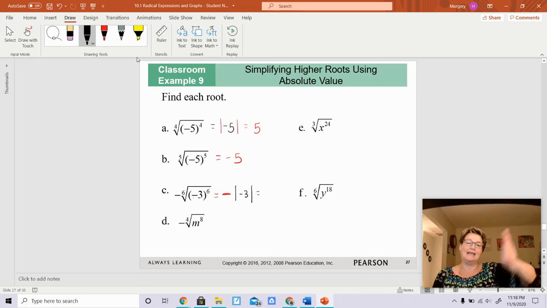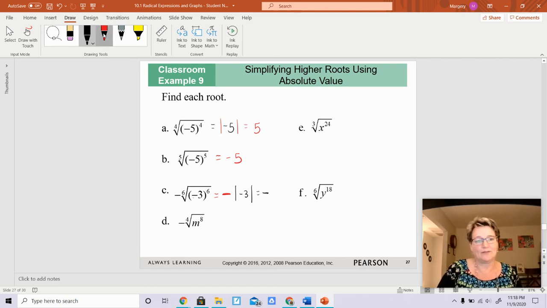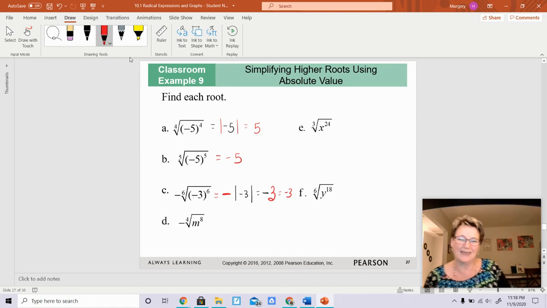Now remember, the negative on the outside of it is a -1 all by itself. So that's going to give you a negative. And the absolute value of -3 is 3. And then that alone is going to give you -3. I hope that's okay. I tried to write it out as much as I possibly could.